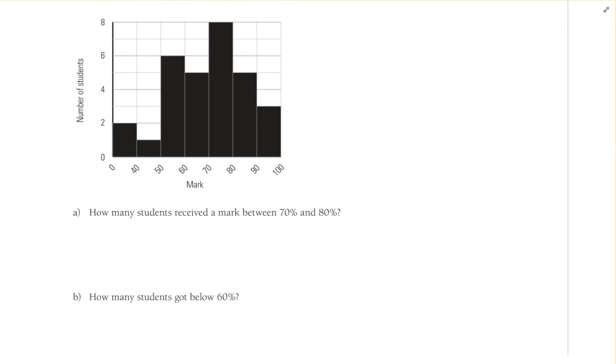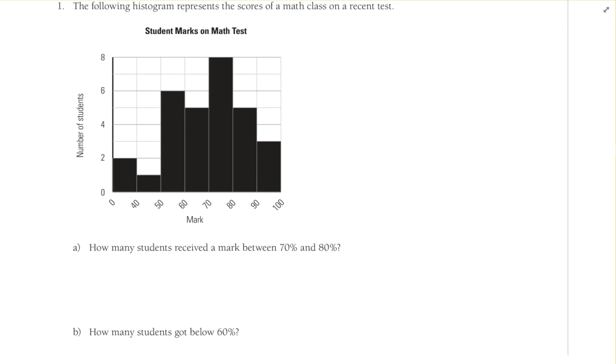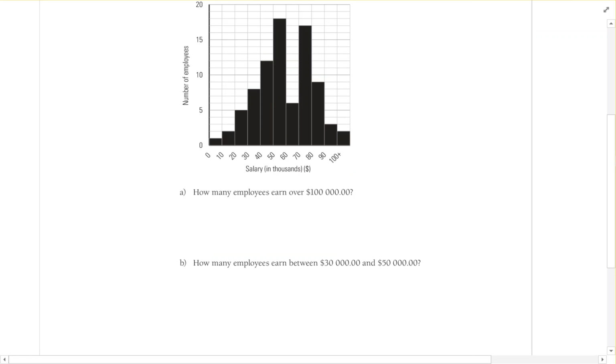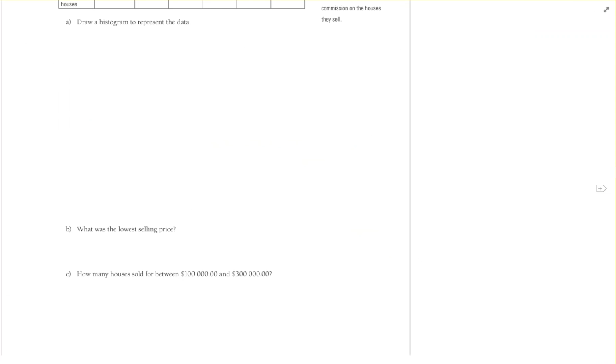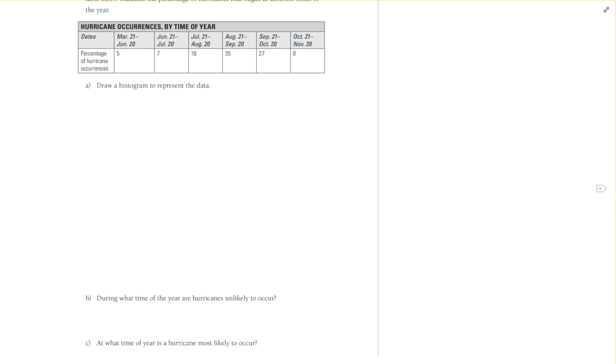Yeah, so how many students receive a mark between 70, 80, yada, yada, yada. So there's that one. Number 2, where you're just reading it again. Number 3, you're creating your own and then answering those questions. And number 4, you're doing your own and answering those questions.